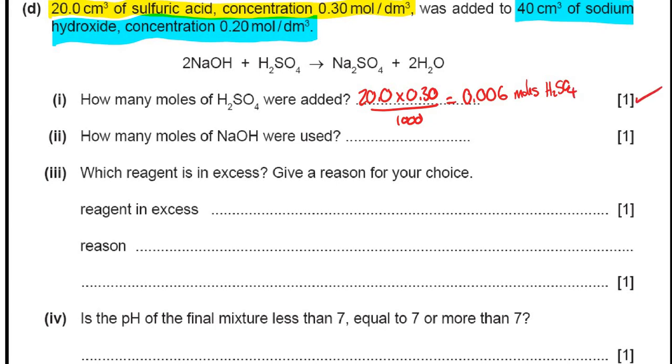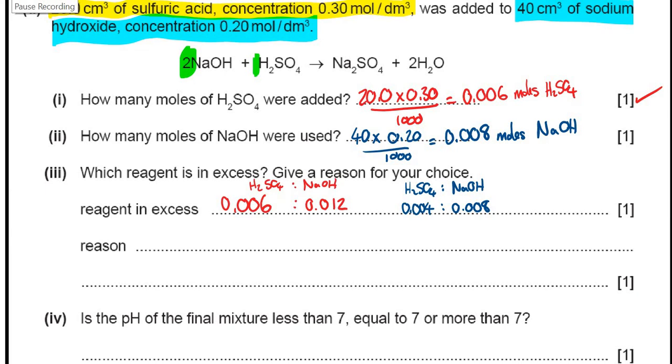How many moles of sodium hydroxide were used? Is that the same equation used? Like 40 times 0.2 over 1,000. So that's how many moles of sodium hydroxide. So which reagent is in excess? Now we need to look at the stoichiometry. 2 moles of sodium hydroxide react with 1 mole of sulfuric acid.